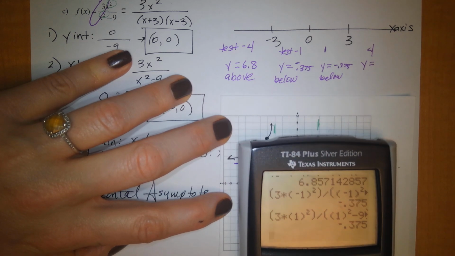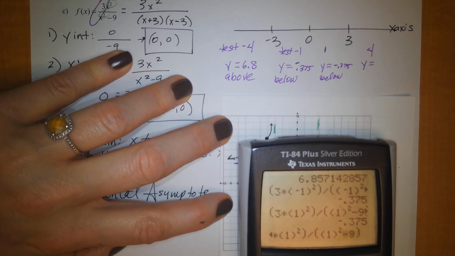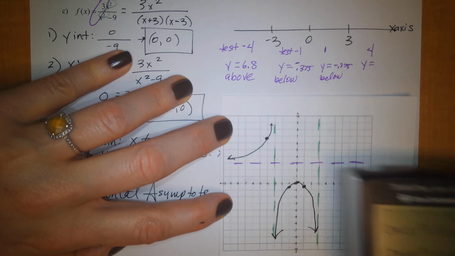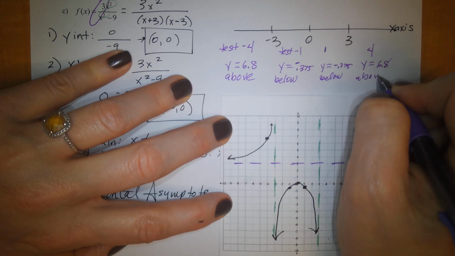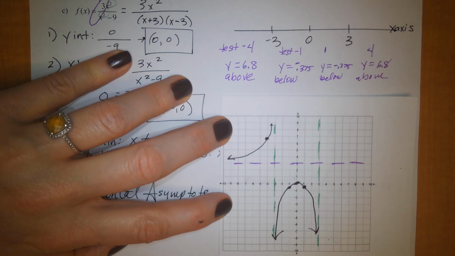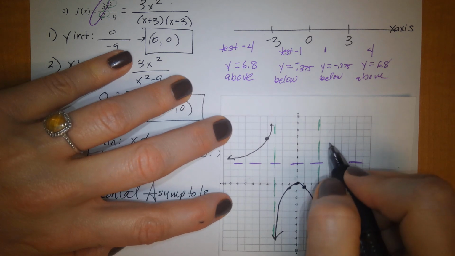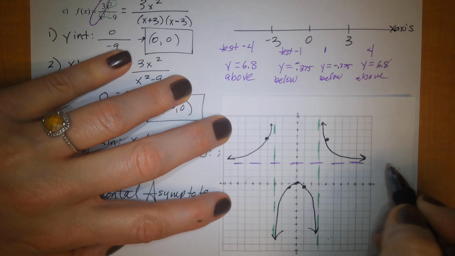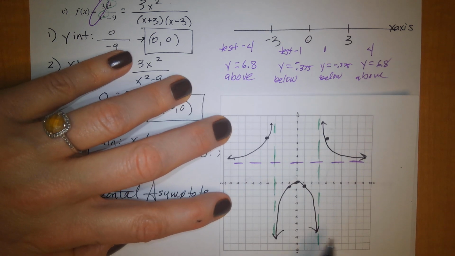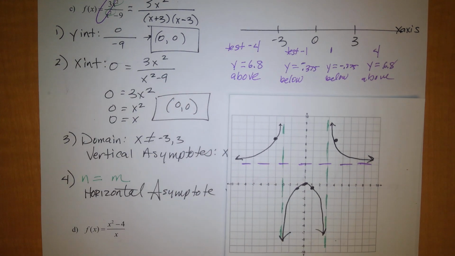So if I go back to my calculator and I type in the number 4, I get positive 6.8, which is above the x-axis. So when I plot that point at 4, 6.8, it's going to be an exact replication of everything on the left-hand side. So this has y-axis symmetry, which means it's an even function.